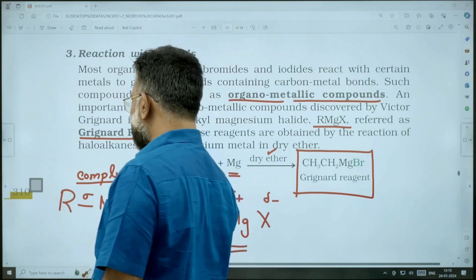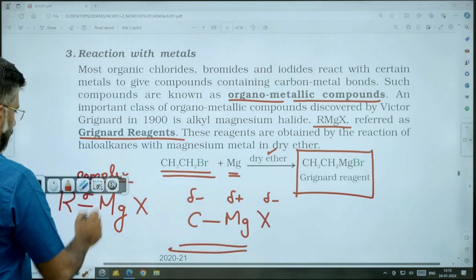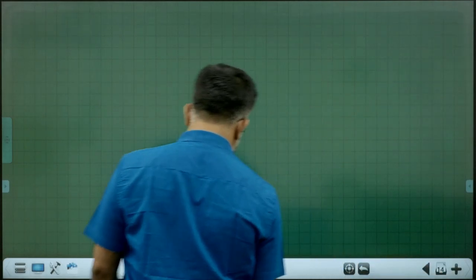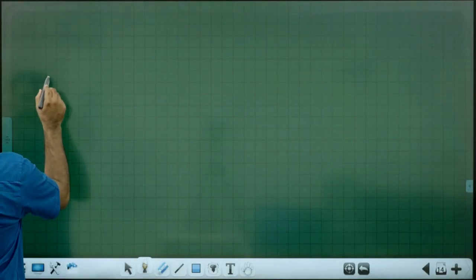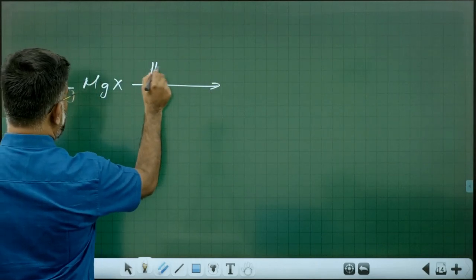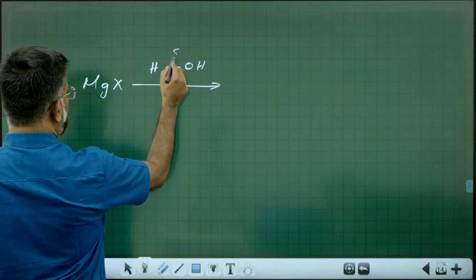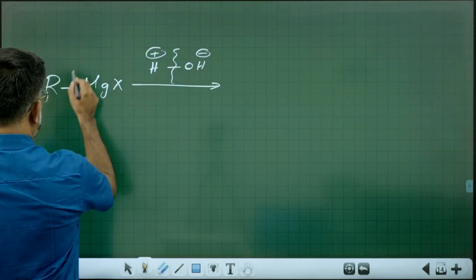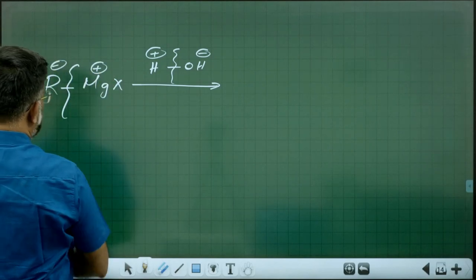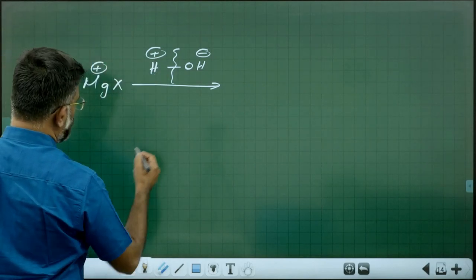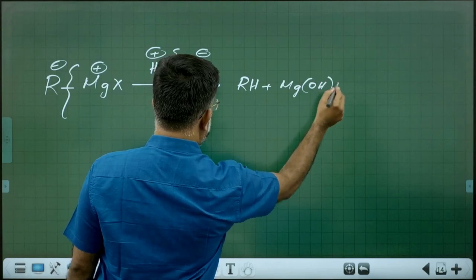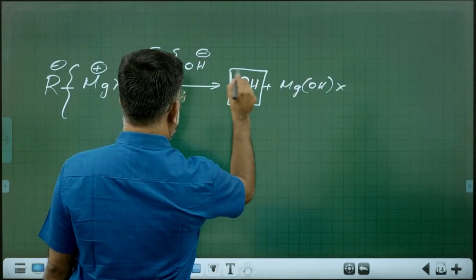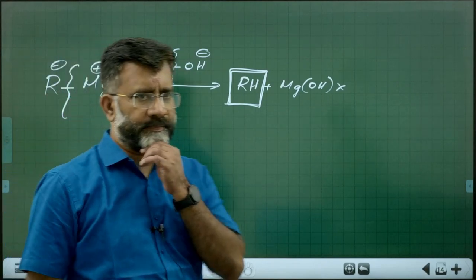What happens if Grignard reagent works with water? Not only water, but any compound which can produce acidic hydrogen. RMgX, when interacting with water, even moisture, breaks like this, with minus and plus charges. The R minus will interact with the H. You get a hydrocarbon and MgOHX. A hydrocarbon, say an alkane, is obtained.